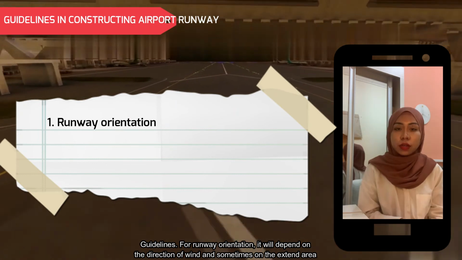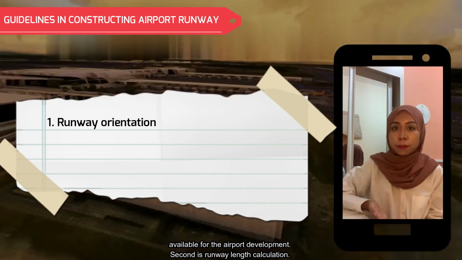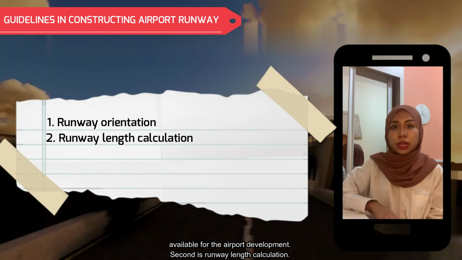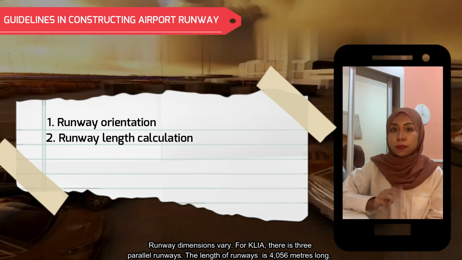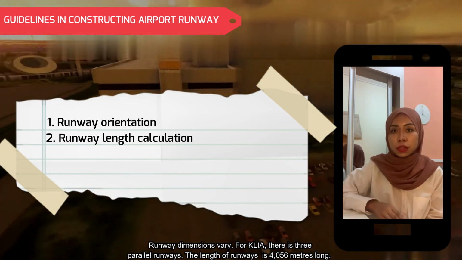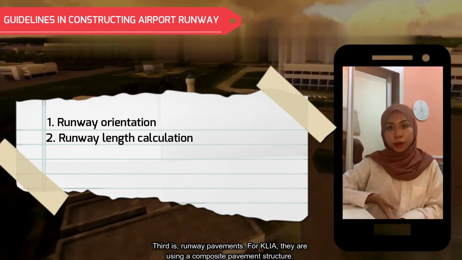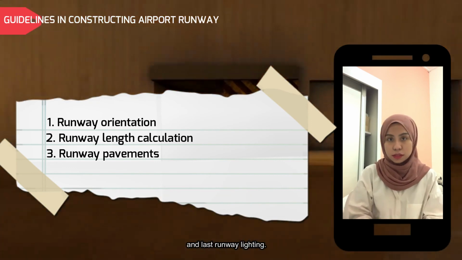and recycle. The guidelines for runway orientation, it will depend on the direction of wind and sometimes on the extent of area available for the airport development. Second is runway length calculation. Runway dimensions vary. For KLIA, there are 3 parallel runways. The length of runways is 4,056 meters long. Third is runway pavement. For KLIA, they are using a composite pavement structure. And last is lighting.